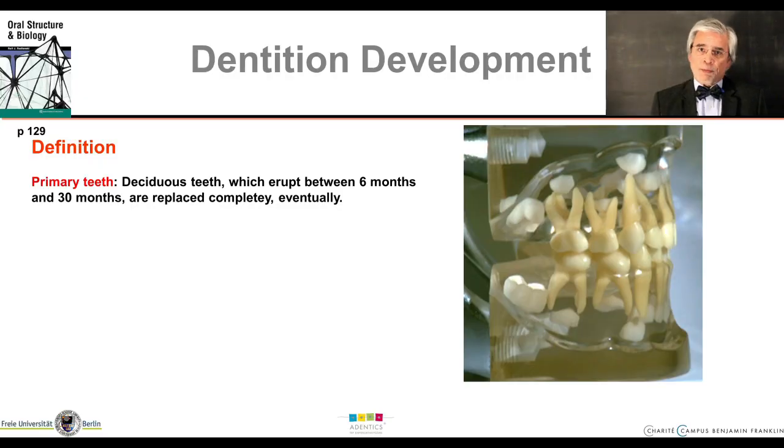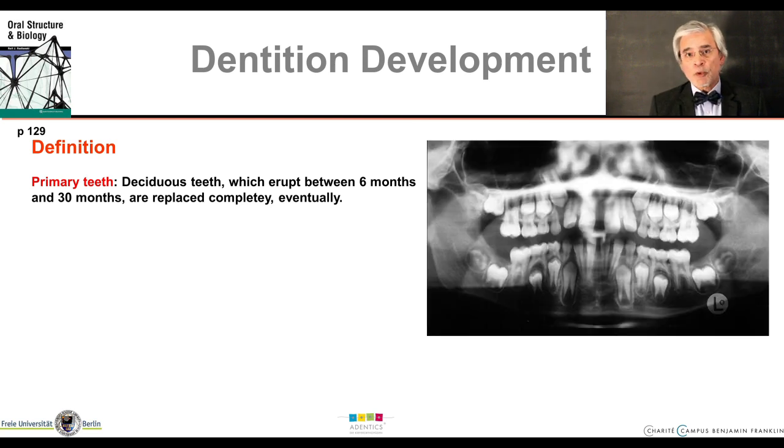So, to begin with, some definitions. First, the primary teeth. These are also called the deciduous teeth, which erupt between 6 months and 30 months, and they are replaced completely eventually. And we want to define further, then we can look at this panoramic radiograph, and there are the deciduous canines and the deciduous molars. They are still present as the teeth of the milk dentition.